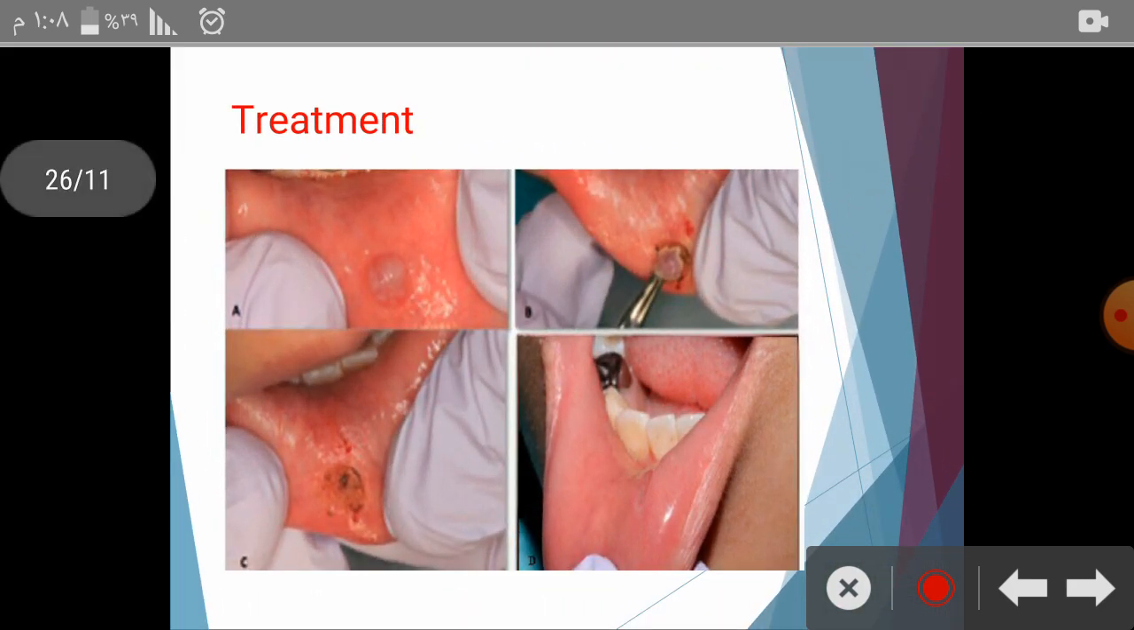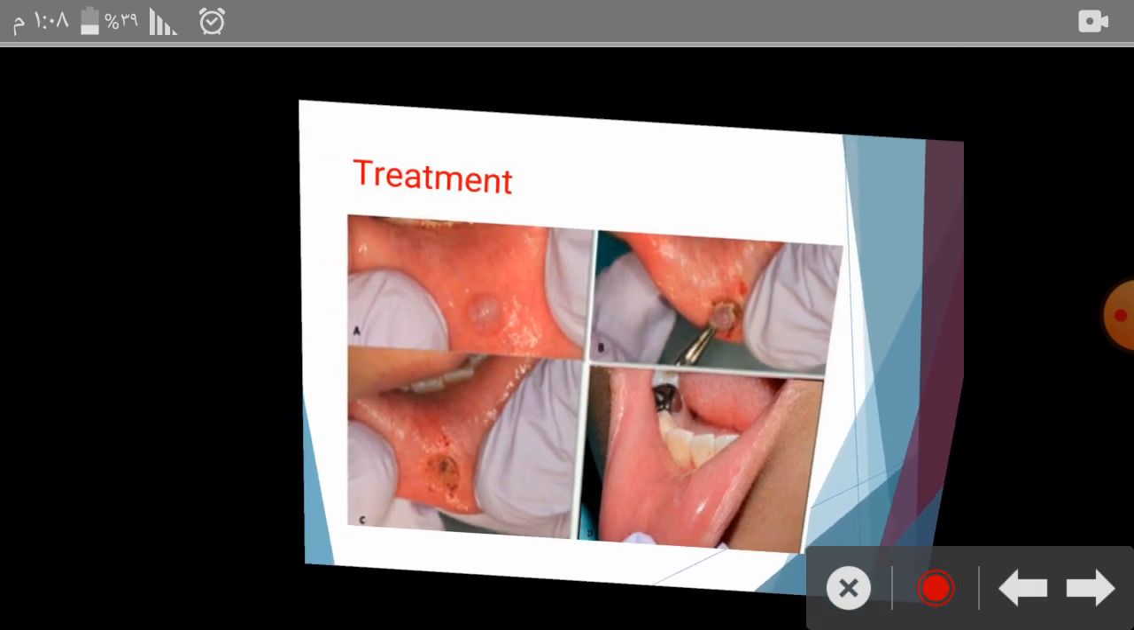The treatment of mucocele is to remove the entire lesion with the feeder salivary gland and duct. Recurrence happens in mucocele in case of incomplete removal of the lesion.